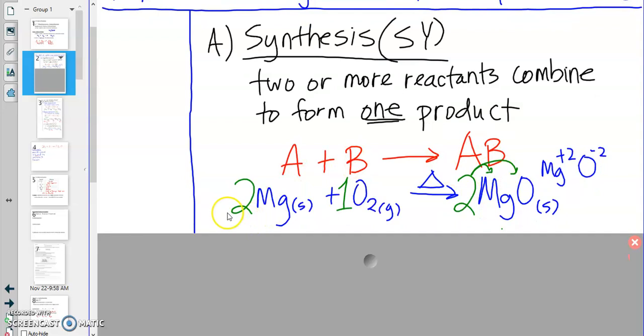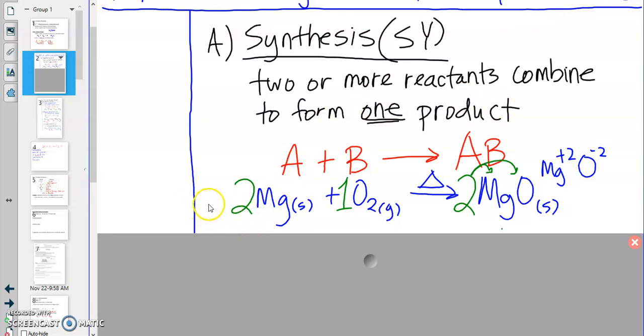Now, we have this reaction here. Magnesium solid plus oxygen gas yields magnesium oxide. Right? It's an ionic compound, magnesium oxide. And you'll already notice that it's already balanced for us.